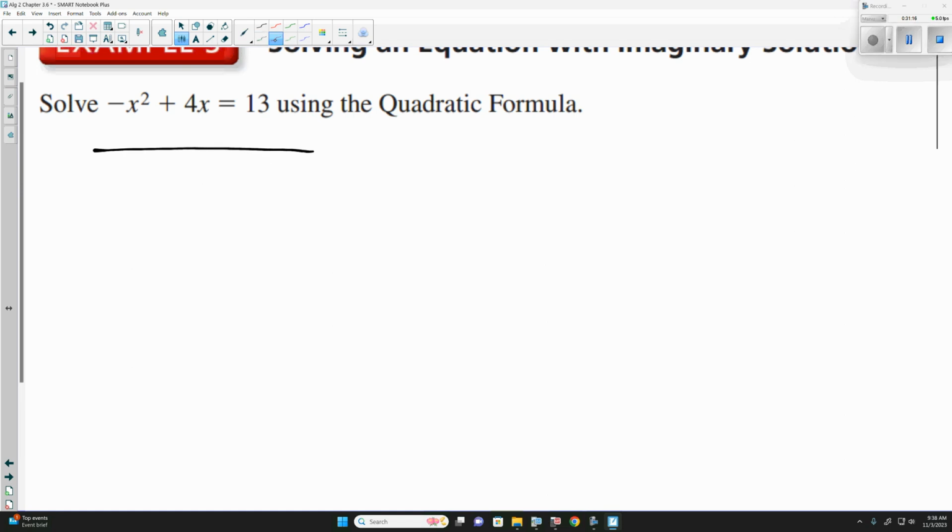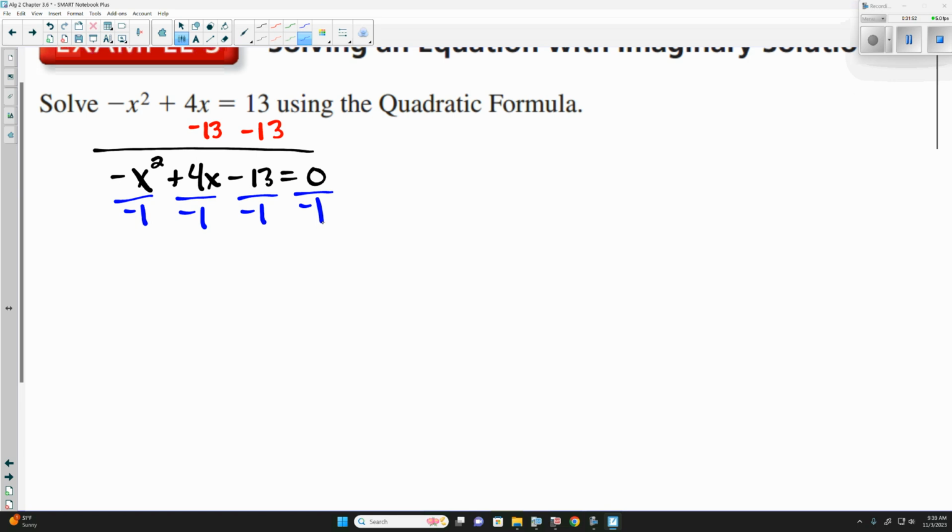Need to get it equal to 0, so we will subtract 13. Since 13 is positive, we would subtract it, giving us negative x squared plus 4x minus 13 is equal to 0. Yes? Now, since that first term's negative, and we saw previously what happens with that, it kind of throws an issue at the end, yes? Let's get rid of it.